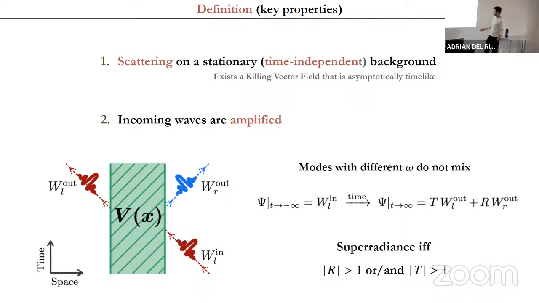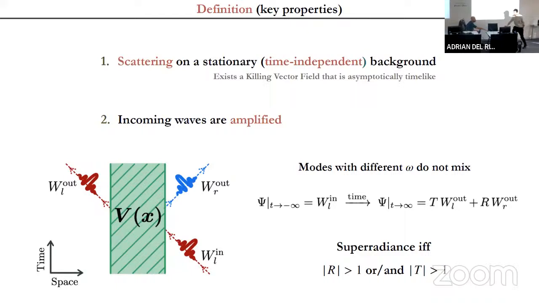So here we will have superradiance if one of these coefficients has amplitude larger than one, because that means that one of these waves at least is amplified. Both can also have amplitude larger than one, but at least one of them needs to have it to have superradiance.